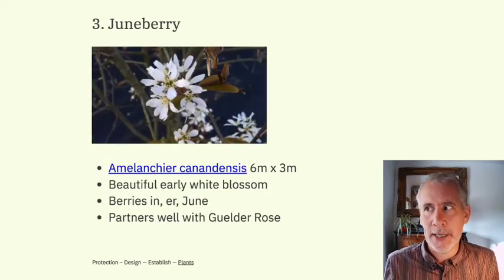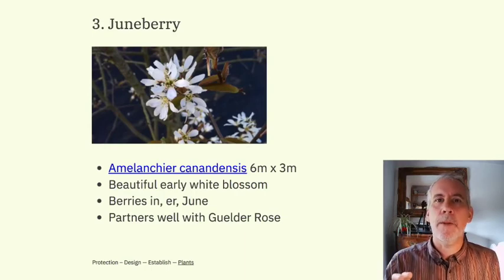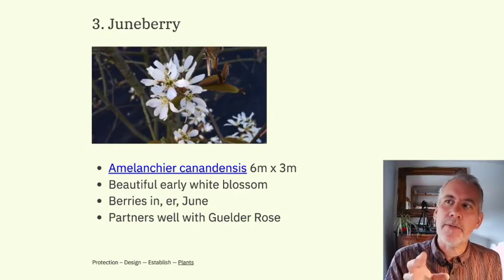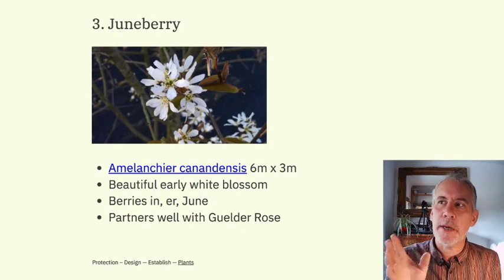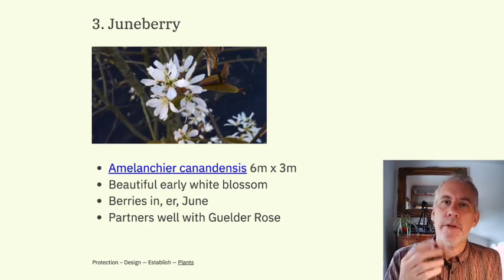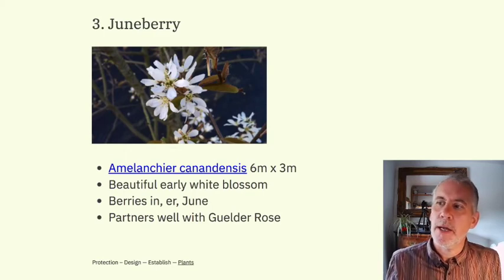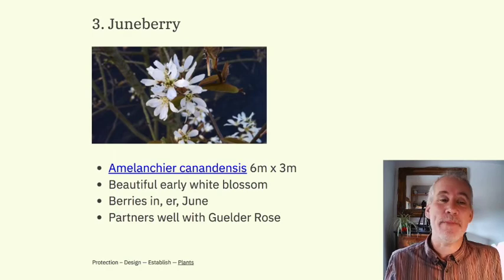Juneberry, Amelanchier canadensis, beautiful plant. Again, you can get cultivars. This is a species that you normally get for hedging. You can get cultivars with more edible fruit. The fruit on this one is not very good, and you get berries in June, hence the name. It goes really well with Guelder Rose.